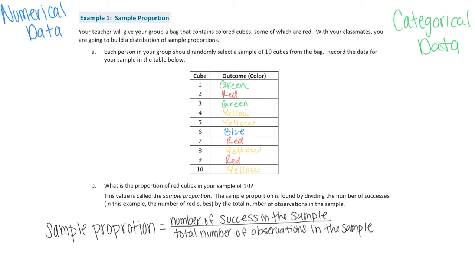Now, in this problem, let's talk about what our success is. Well, it wants to know the proportion of the red cubes. And because we have the proportion of the red cubes, that means that the red cubes are going to be our success. So when I look at my table above, I see that we had 3 red cubes. So I'm going to have 3 over the total number of observations in the sample, which is the 10 cubes that we randomly selected, which is 3 out of 10. In decimal form, it's going to be 3/10. Let's go on to the next page.